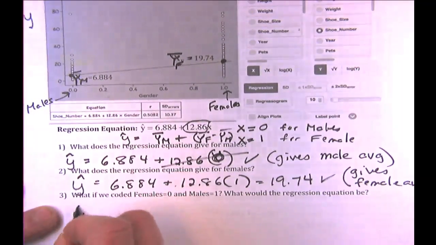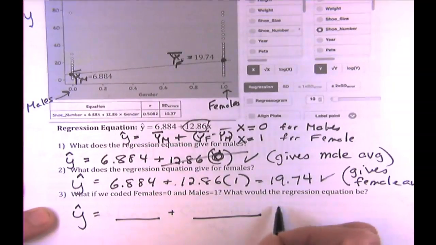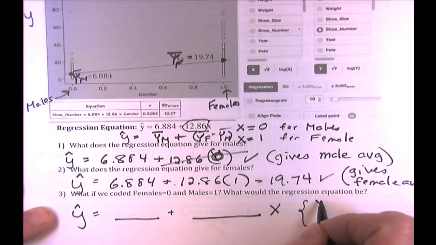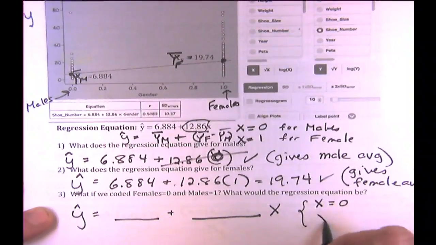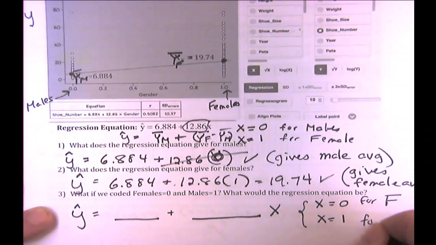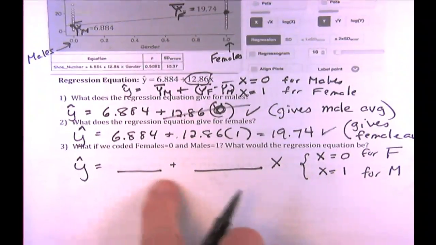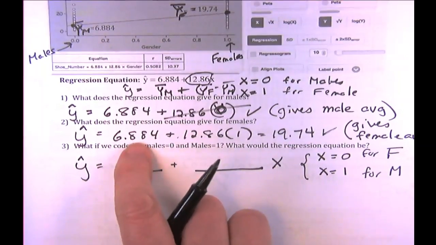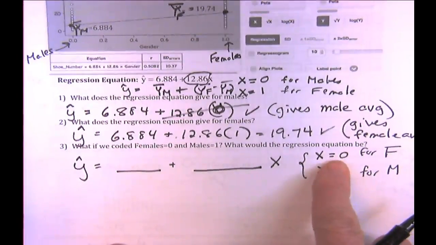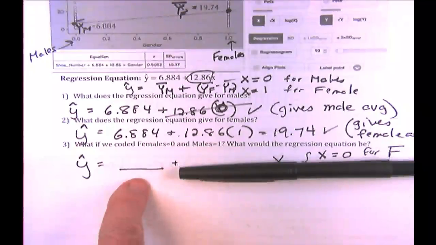We'd have the intercept plus a new slope times the gender, and let's just fill these in. X is equal to 0 now, and X is equal to 1, but we're switching it. So this is for females, and this is for males. Now, what should I write in here? Any suggestions? We know this 6.884 isn't right. Let's start with whoever's coded as 0, because that's the simplest, since that disappears. We want the female average, so what should I put in here for the intercept?